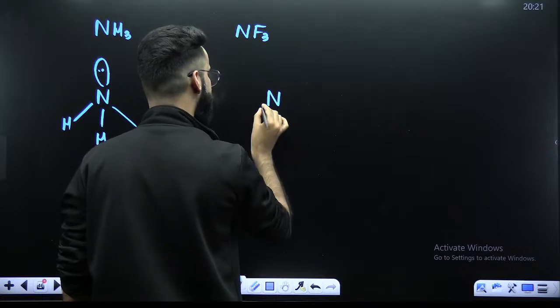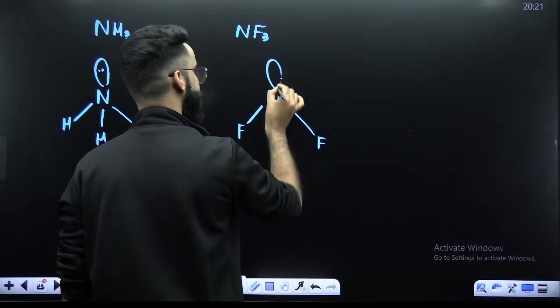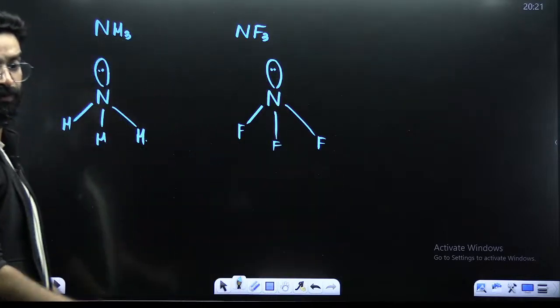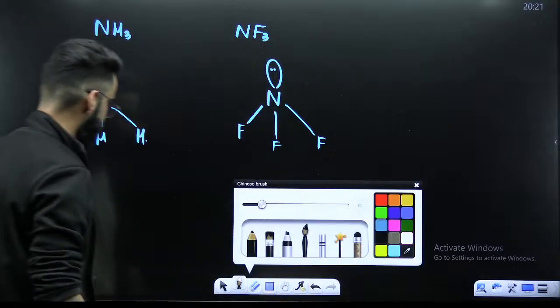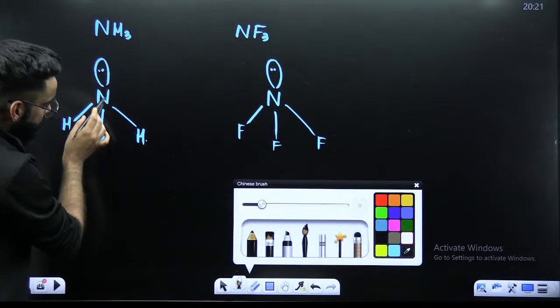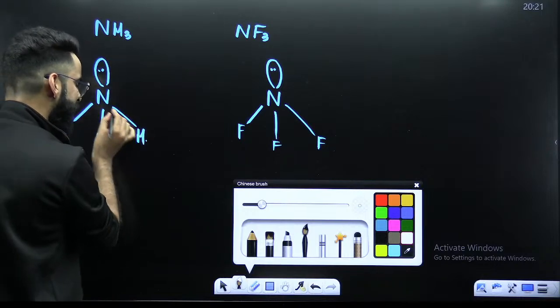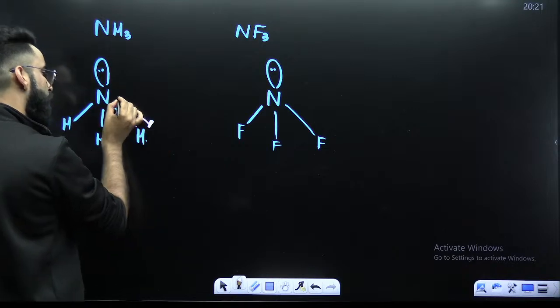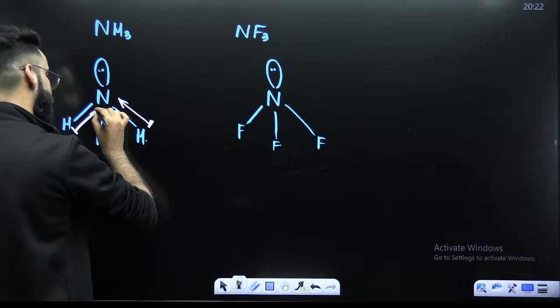If you talk about NF3, this is how it looks. One is NH3, one is NF3. Now try to understand a few things. Nitrogen and hydrogen: less electronegative, more electronegative. So the bond moment here will be from less to more electronegative.